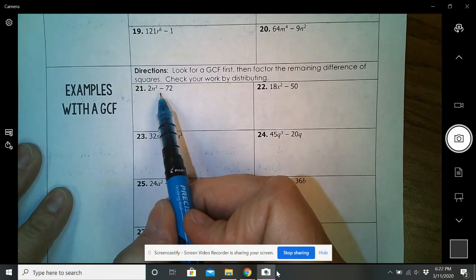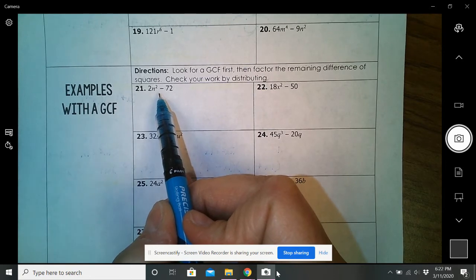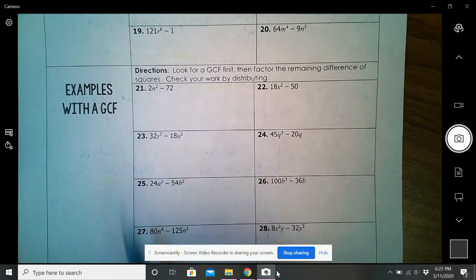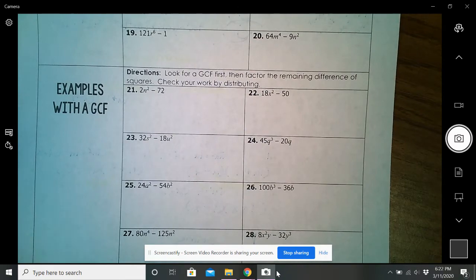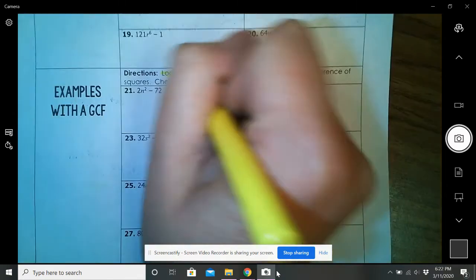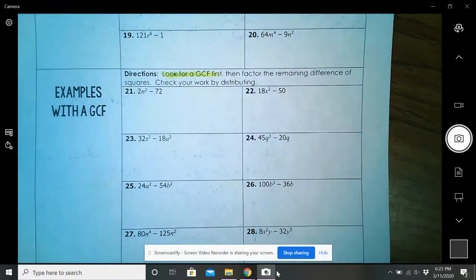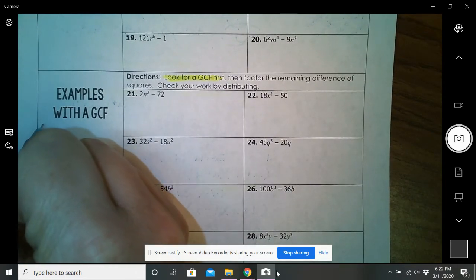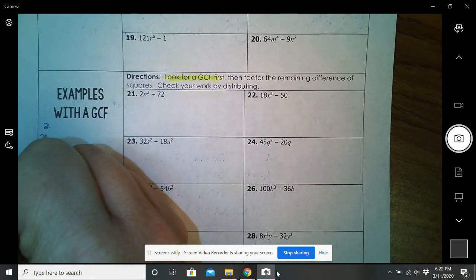I do see that that's a minus, so that's part of difference of squares. But if I try to take the square root of 2 or the square root of 72, I'm going to get a decimal. So it doesn't look like a difference of squares problem. So look at my hint right here. Look for a GCF first. Okay, we have to look for a GCF first. So let's try number 21. The GCF of 2 and 72.